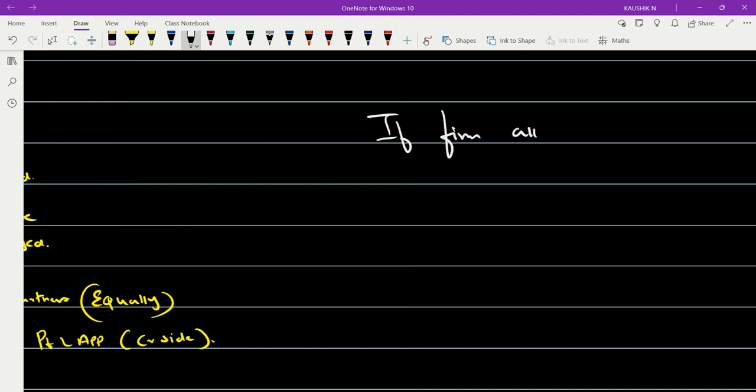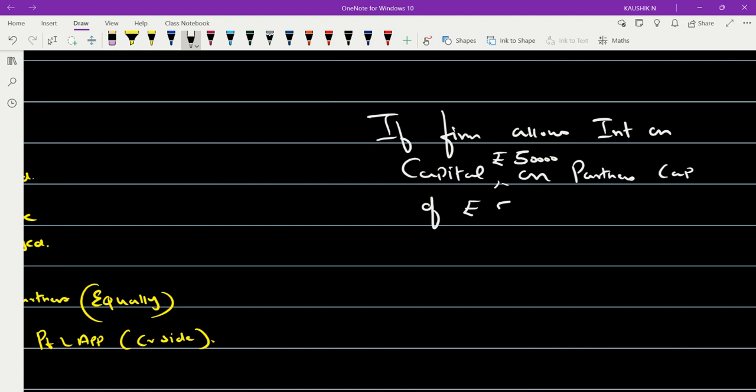If the firm allows interest on capital, on partner's capital, rupees 50,000 on partner's capital of rupees 5 lakhs, at what rate does the firm allow interest? Okay, this is a question.